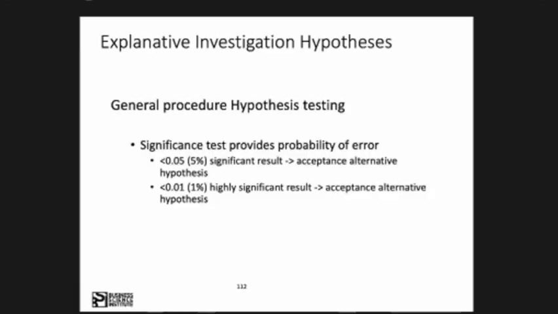The general procedure of hypothesis testing is the following one. We have different significance levels, the 0.05 or 5% level, or the 0.01 or 1% level, which means that with 5% we accept the alternative hypothesis, that is, we consider there's a significant difference in the means of the tested concepts, or a highly significant difference in the means of the tested concepts. Generally, highly significant means 1% probability and significant means 5% probability.